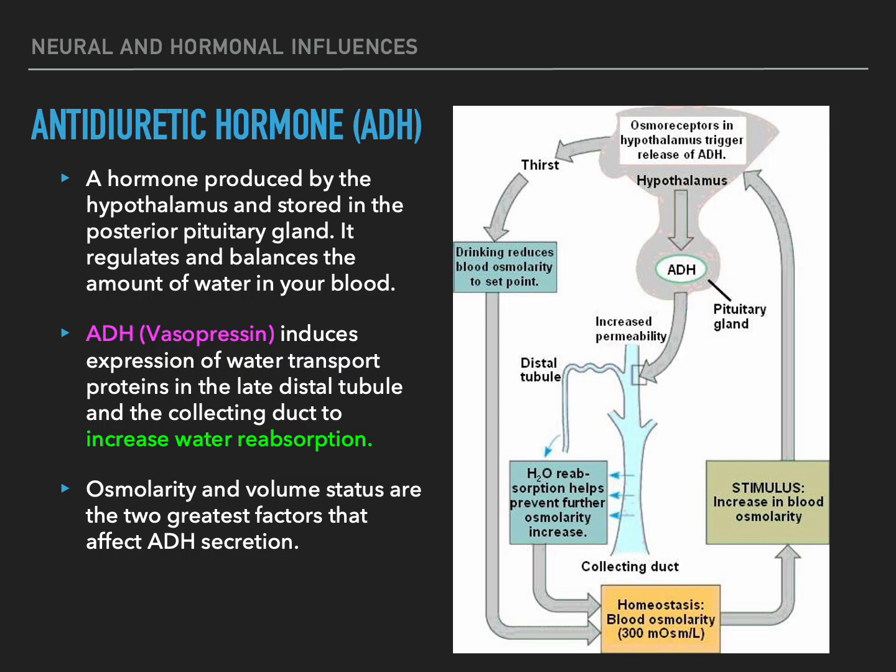We touched upon antidiuretic hormone, or ADH, also called vasopressin, in previous discussion of its effect on the distal convoluted tubule and the collecting duct. More specifically, ADH is a hormone produced by the hypothalamus and stored in the posterior pituitary gland. It regulates and balances the amount of water in your blood.